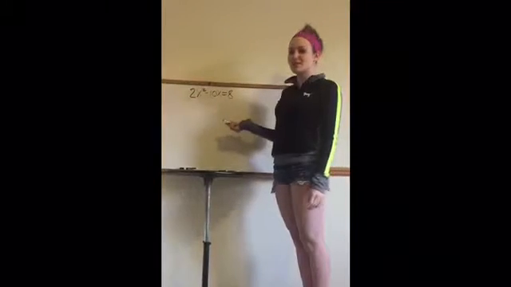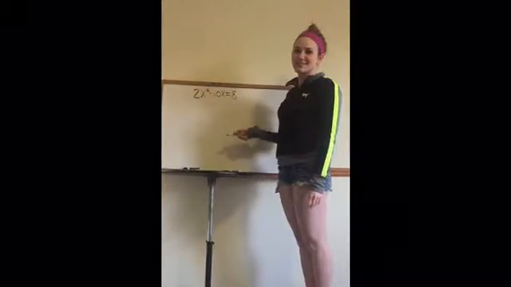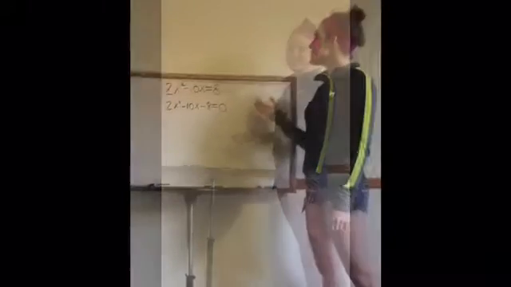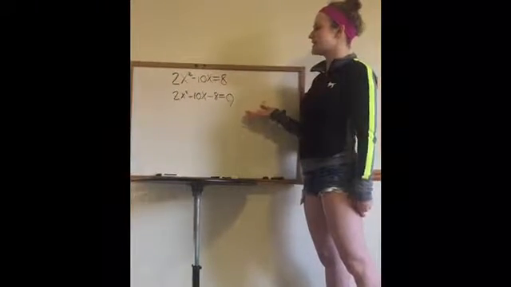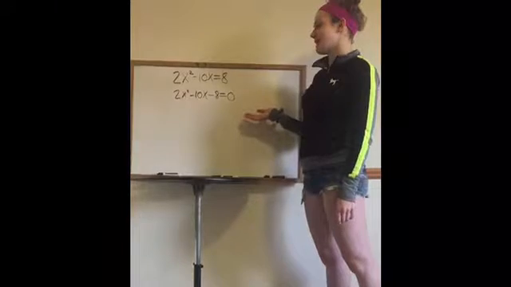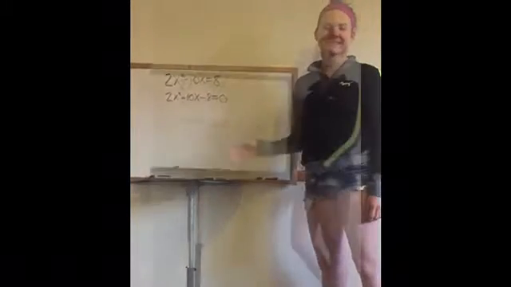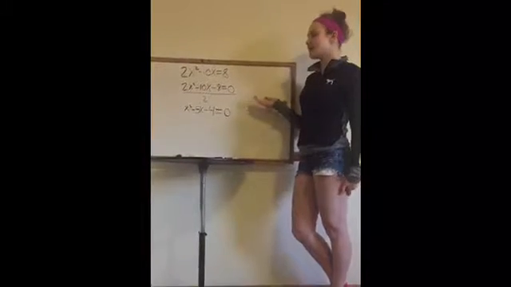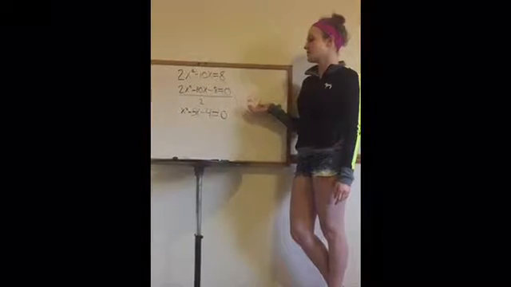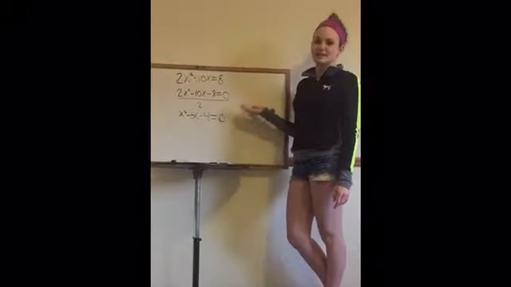So the first step to solving this equation is by putting it into standard form and making it equal to 0. You do this by subtracting 8 from both sides, and your new equation is 2x squared minus 10x minus 8 equals 0. This equation has a greatest common factor of 2, so you can divide the entire equation by 2 to make it easier to solve.